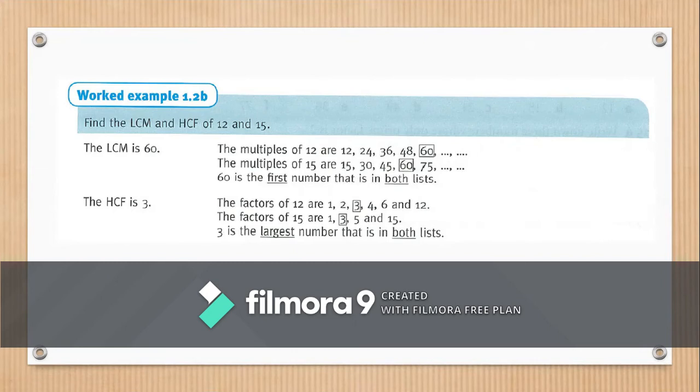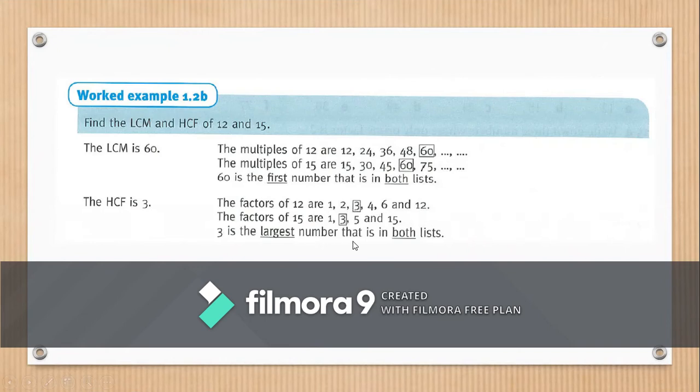Okay, now when we are talking about HCF, which numbers are common? You find the factors of 12. When we find the factors of 12: 1 and 12, 2 and 6, then 3 and 4. As it is the same for 15: 1 and 15, 3 and 5. So which are the common numbers? There is only one, that is 3. So this is our HCF.